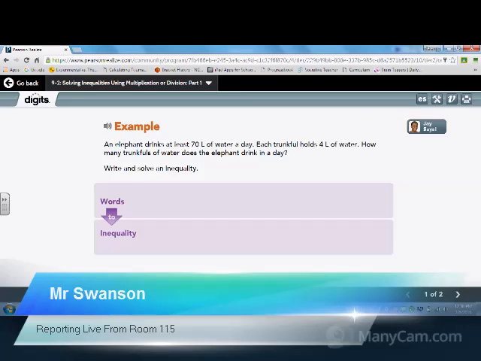And let's go back then and see what we got here. So if it drinks at least, that means that we've got 70 liters of water. Actually, each trunkful holds 4 liters, so we'll say 4x, and it drinks at least, so that means it drinks more than or equal to, because the least amount that it drinks is 70, but it could drink more than, so that's why we say 4x is greater than or equal to 70.